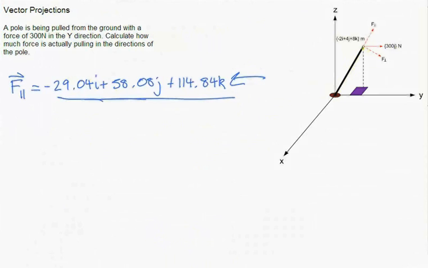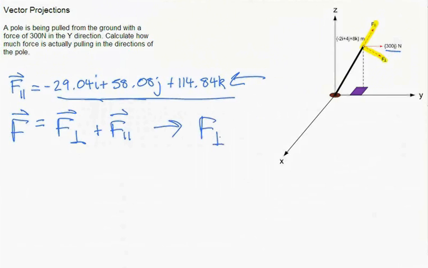Lastly, we're going to find the perpendicular vector to the projected vector which we found earlier. To do this, we take advantage of the formula. The force vector, which is 300J newtons here, is equal to the perpendicular vector plus the projected vector. Rearranging this, we can have the perpendicular vector equals the vector that is known minus the projected vector which we found.